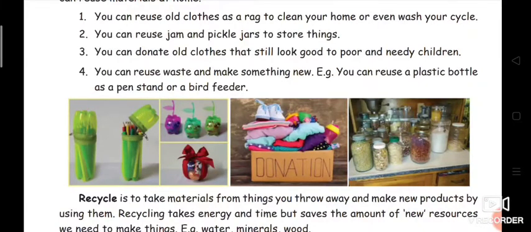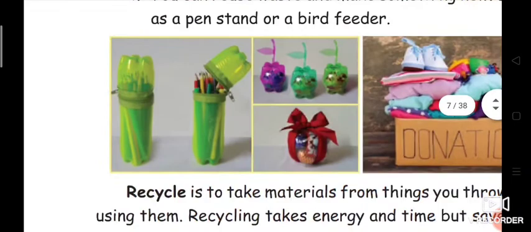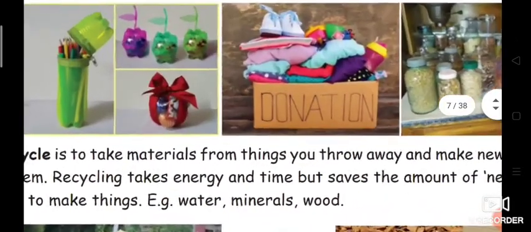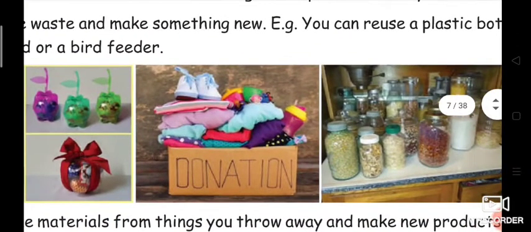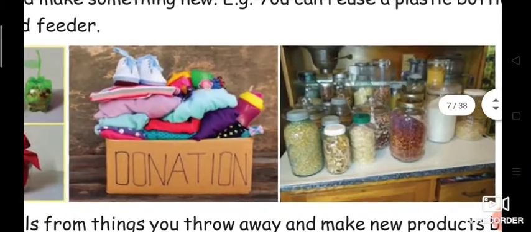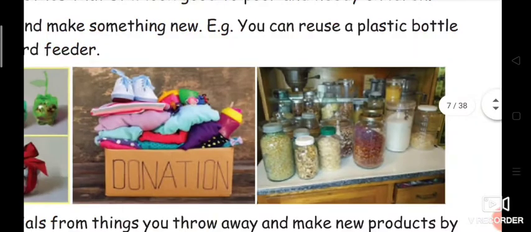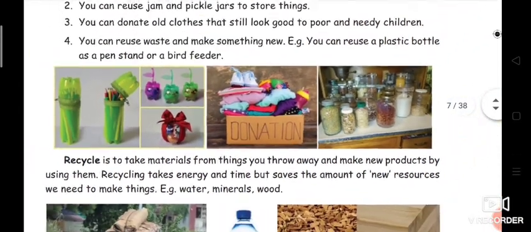For example, what they have given, plastic bottle as pen stand. You can see in this picture, right? So plastic bottle was turned into a pen stand. Okay, so here donation means giving your old clothes to poor people, and here pickle jar and jam jar are kept for reuse. Okay, so by this way you can reuse your things.